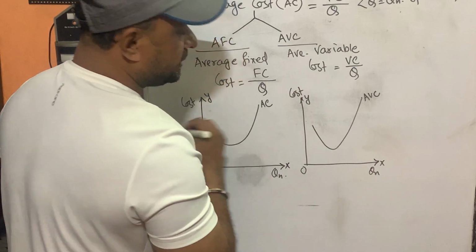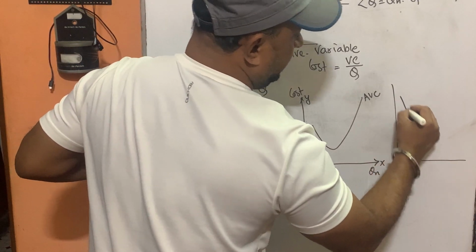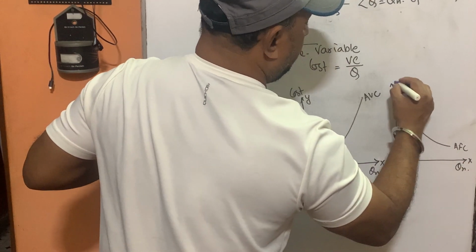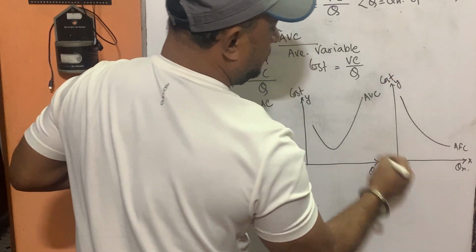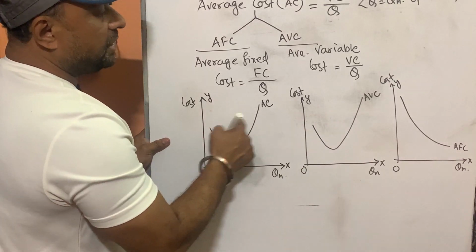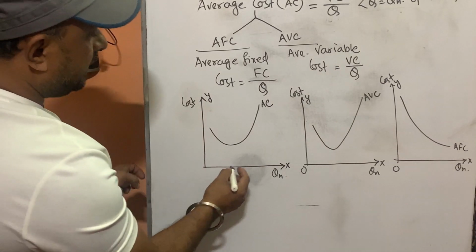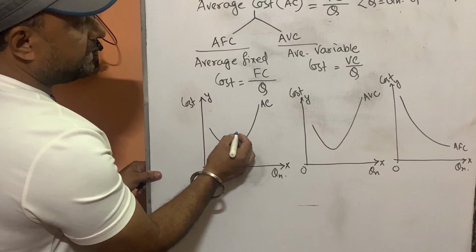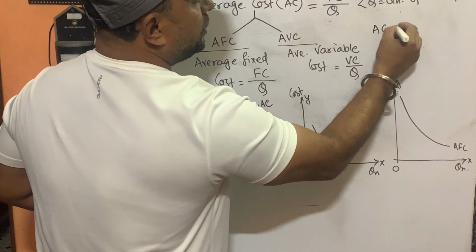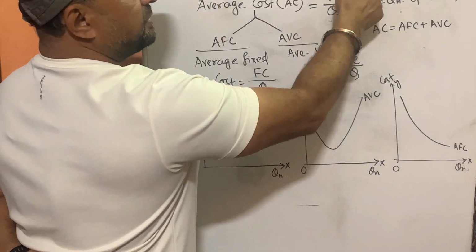Don't forget to write the x-axis, y-axis and origin. Third one is average fixed cost, AFC. Quantity, cost, origin. So these are the different shapes of the cost curves. Now AC and AVC curves are almost the same shape. Both are U shape. The difference is what? The AC curve is a little above the AVC curve because average cost is the sum of average fixed cost plus average variable cost. So AC is more than AVC. Clear?